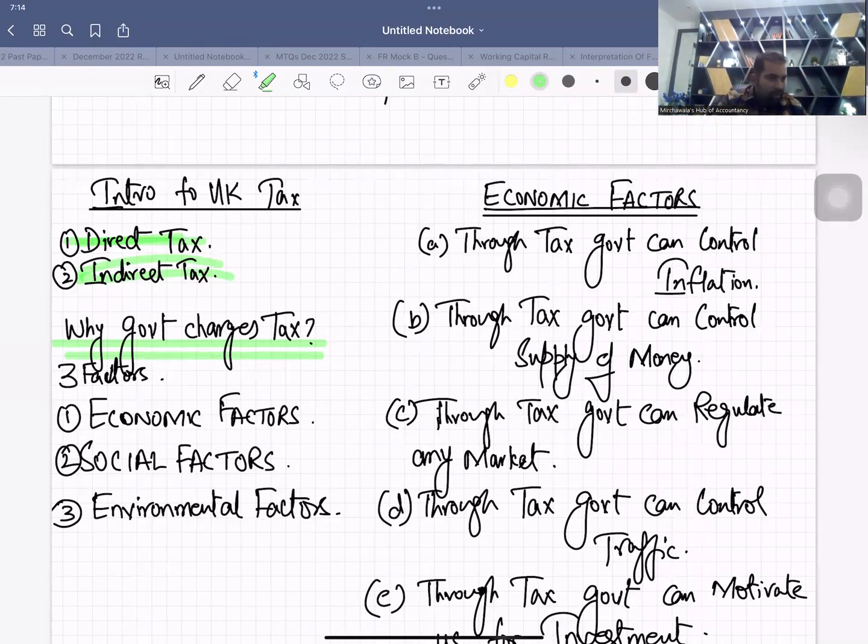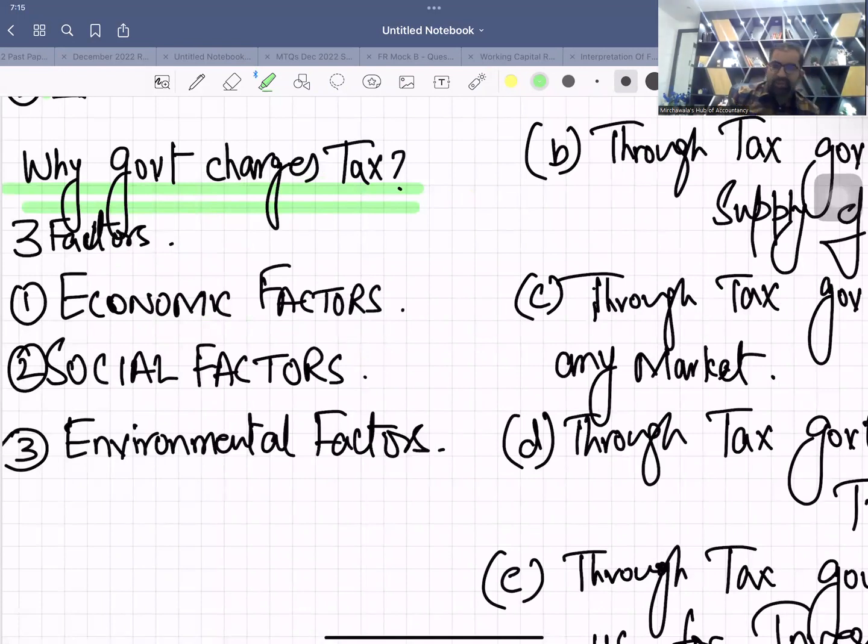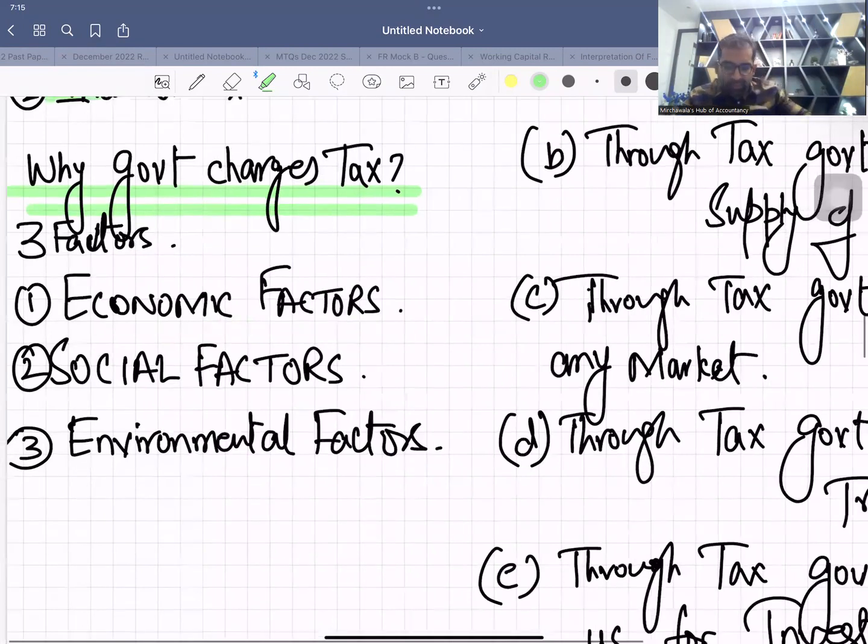Listen, there are three factors. The first is economic factors, second is social factors, and third is environmental factors, right? Okay, now we'll start with the economic factors.